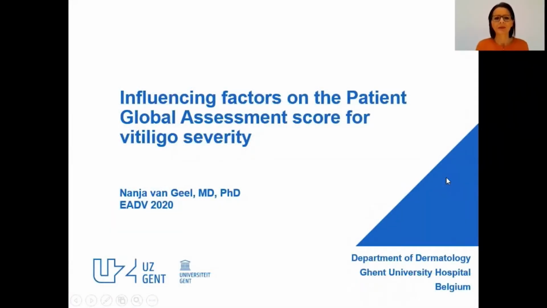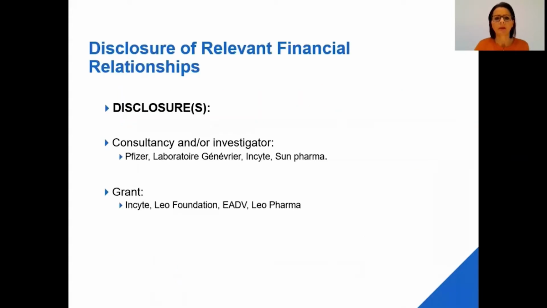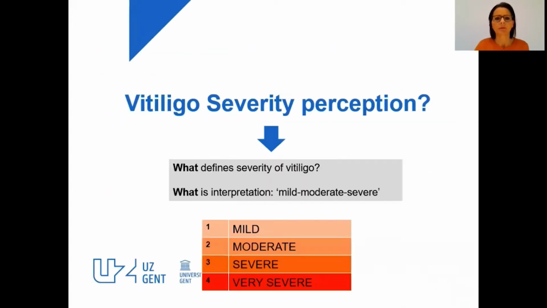Hello, it's my pleasure to speak about the influencing factors on the patient's global assessment score for vitiligo severity. These are my disclosures. So, we will talk about vitiligo severity as perceived by the patients. And this is a difficult question because what defines exactly vitiligo severity? And what is the interpretation of, for instance, a mild, moderate, or a severe vitiligo?